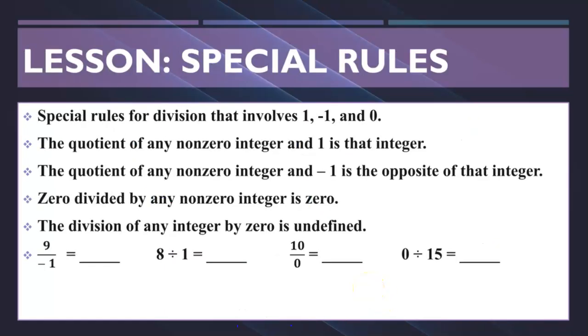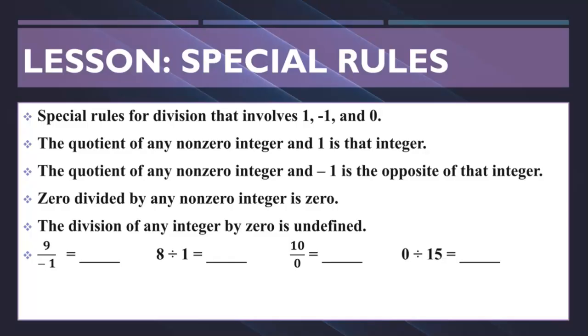And the last part, some special rules for division that involves 1, -1, and 0. So the quotient of any non-zero integer and 1 is that integer. So that's saying if I did 4 divided by 1, that's still 4. The quotient of any non-zero integer and -1 is the opposite of that integer. So if I said 4 divided by -1, that would be -4, because the opposite of 4 is -4. And 0 divided by any non-zero integer is 0. So if I said 0 divided by 4, that would give you 0.